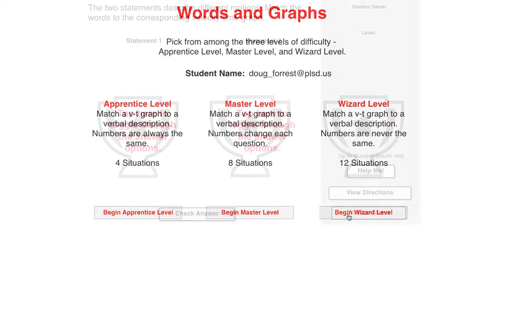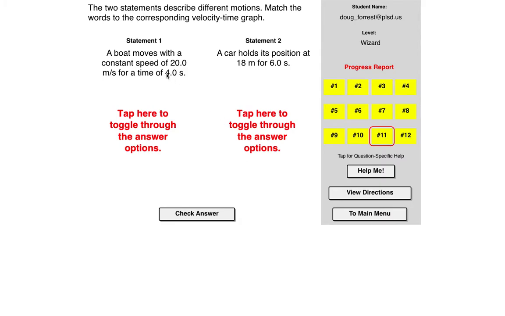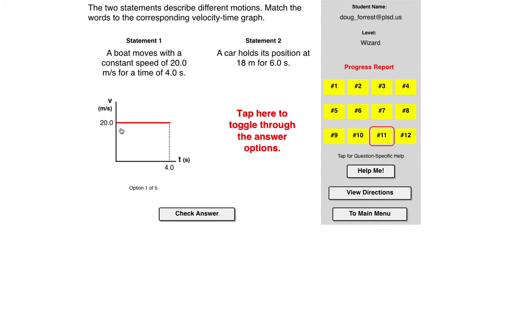And so I'll try this. I'll do 2 of these. And you can see here, again, there's 2 statements. You need to match the graph to each of those. So this says a boat moves with a constant speed of 20 meters per second for 4 seconds. So I'm going to click through that.